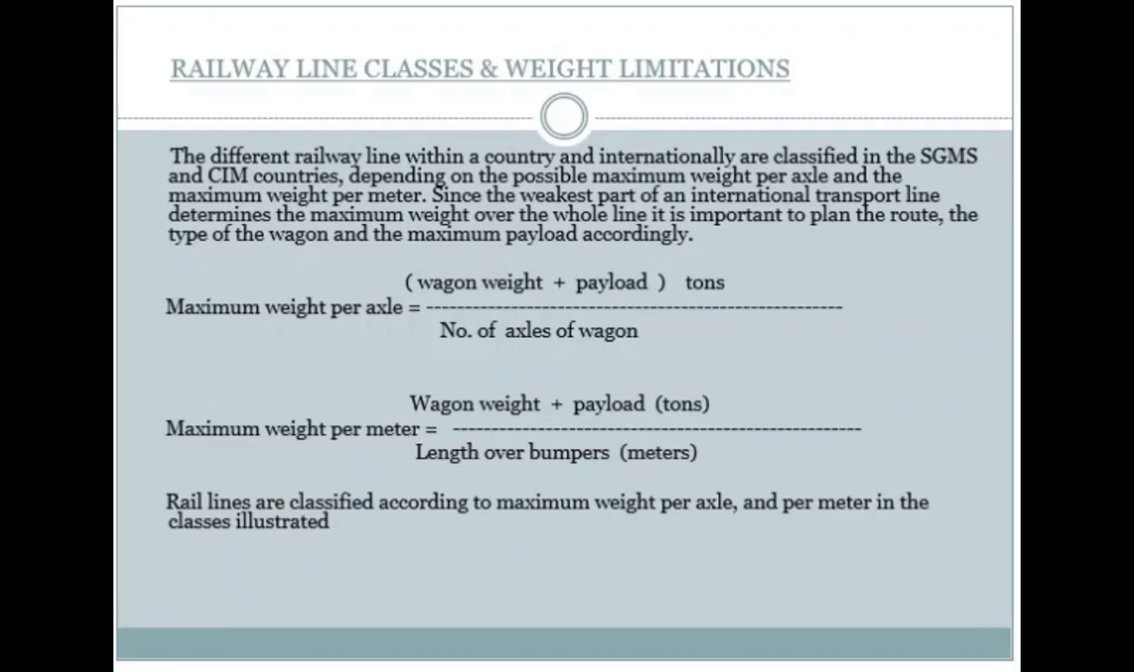And the formula for determining the maximum weight per meter is given by the total of the weight of the wagon plus the payload, which is the cargo you put into the wagon, divided by the length over the bumpers, and that will give you that formula. So this is a mathematical thing, so there's no need wasting time on it. It's always given for any particular network that a forwarder may want to use.